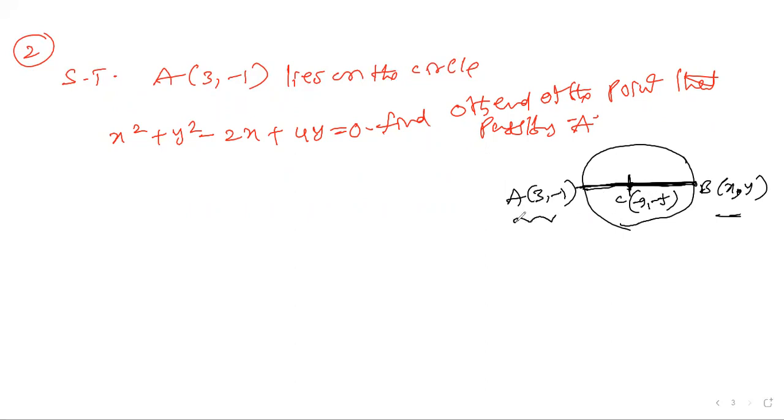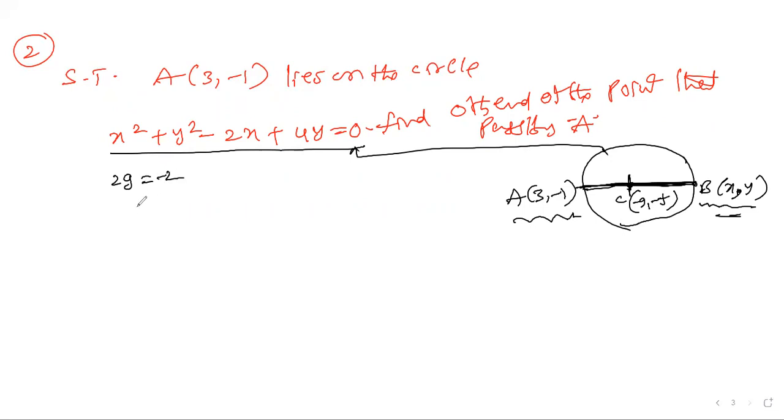But we know only the A value, we don't know the B value. But one thing is clear: this is a circle, so the circle equation is there. From this you can find the center of the circle. So 2g is equal to minus 2, so g is equal to minus 1. 2f is equal to 4, so f is equal to 2. What is the center of the circle? The center C is minus g comma minus f, that is nothing but 1 comma minus 2. You got the center of the circle.